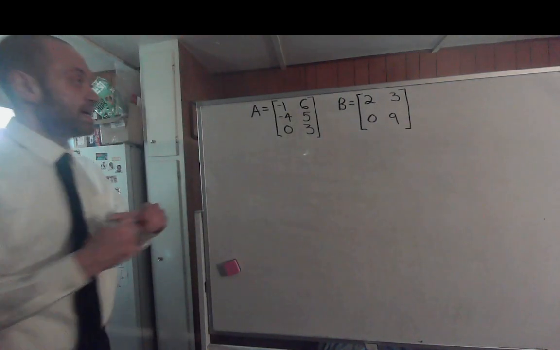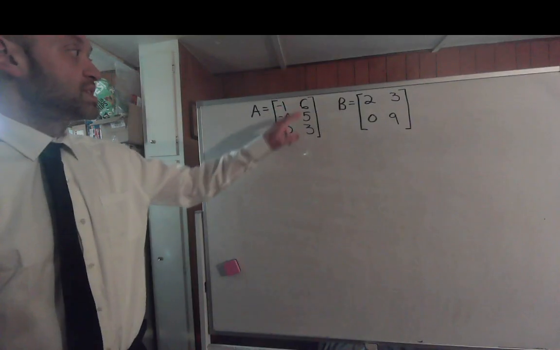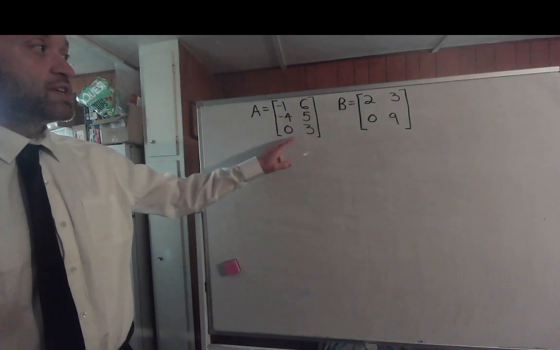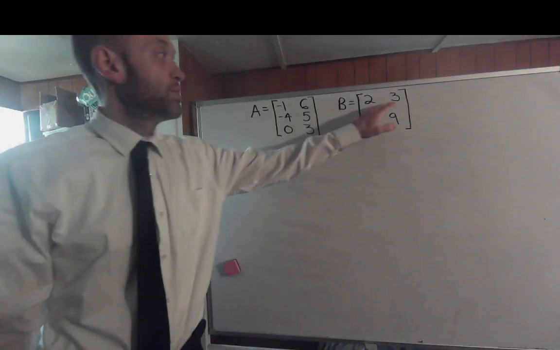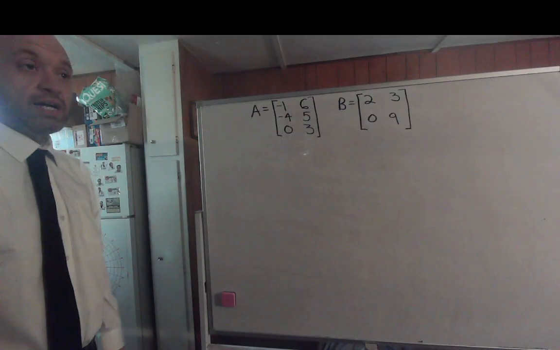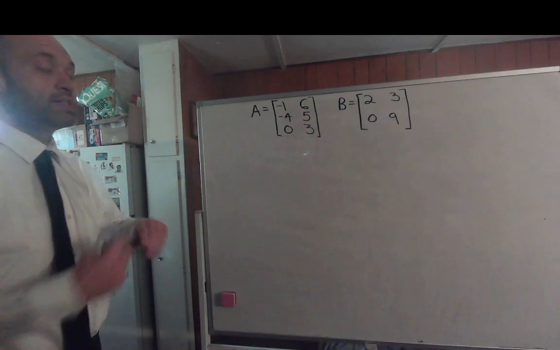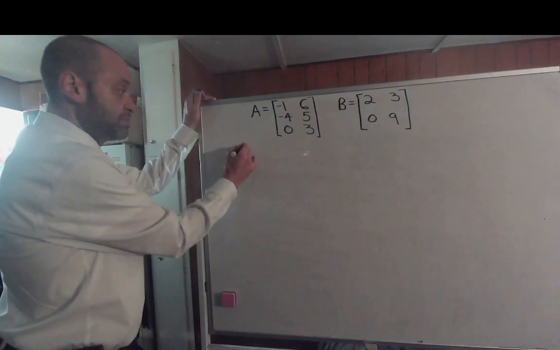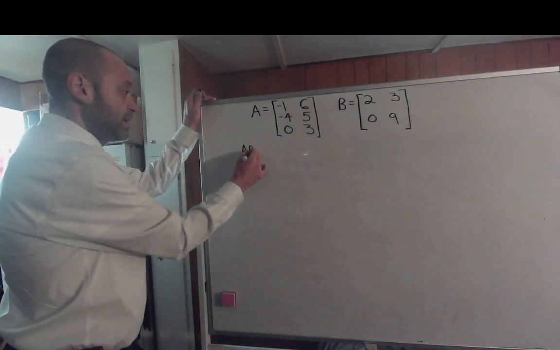So matrix A has entries -1, 6, -4, 5, 0, 3, 2, 3, 0, and 9. Is it going to be possible to do this? Is it going to be possible to do A times B? We'll start with A times B.